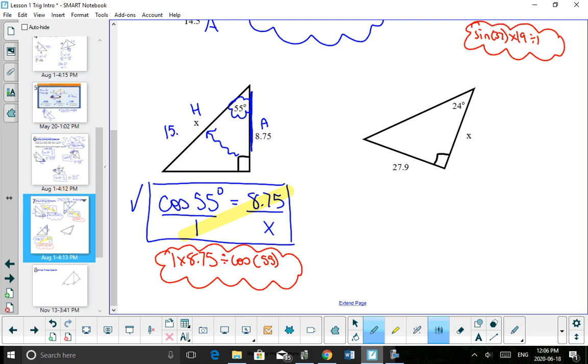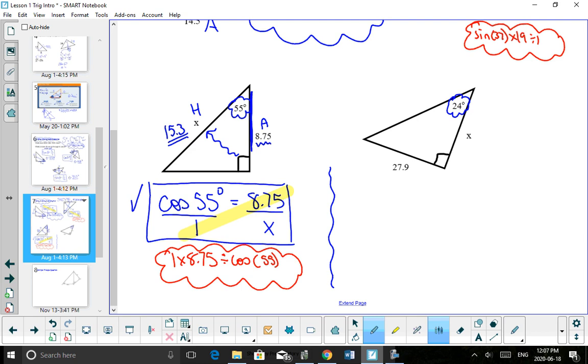Now, on this question specifically, because you're looking for the hypotenuse and you know that the hypotenuse is the longest side, we can see that we ended up with a number bigger than 8.75, so we're pretty sure that we did it right. Now, if at any point in time, guys, you want to try these, you're welcome to pause the video and try it before I jump in. Okay? So last one here.